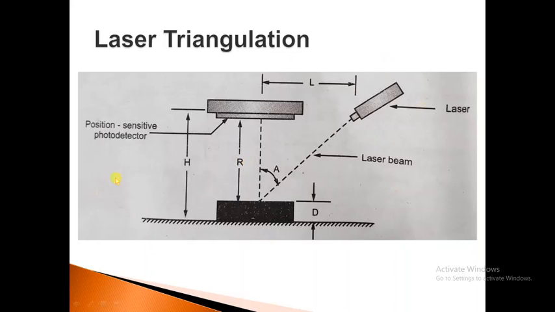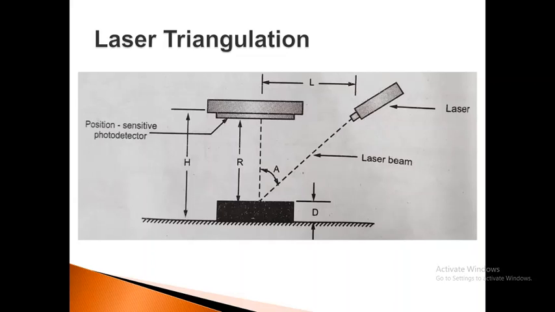Okay, so tan A is nothing but L upon R. And R is nothing but L tan A. So D is nothing but, the final equation is H minus L tan A. In such a way we can find out the depth of this object. Okay, so the third one is the automatic inspection system.